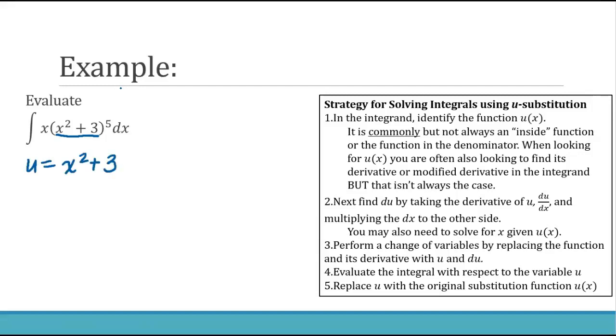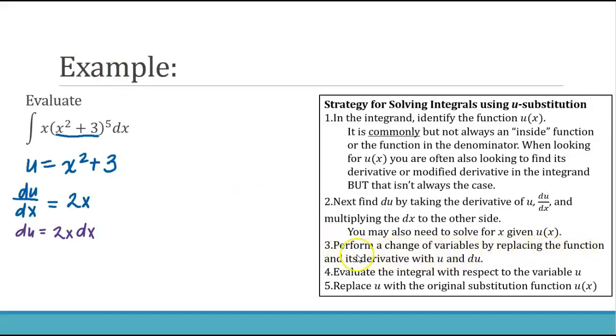And then moving on to step 2, next find du by taking the derivative of u, du dx. So we'll do that first. So du dx, the derivative of u with respect to x, is 2x, and multiplying the dx, the differential, to the other side. So now what we have is that du is 2x dx.